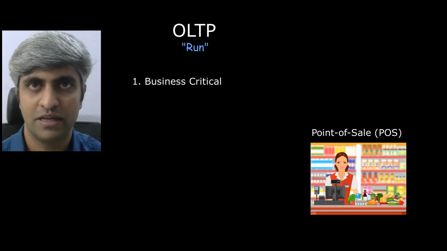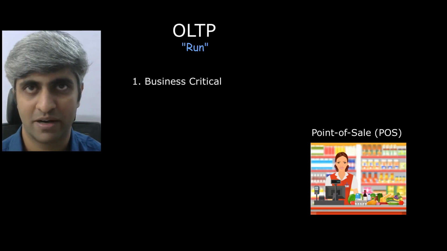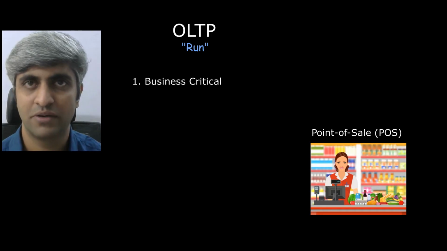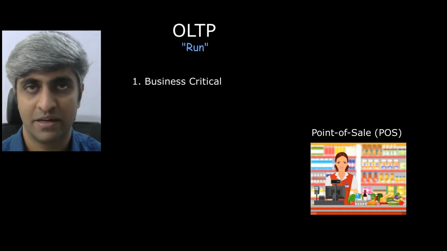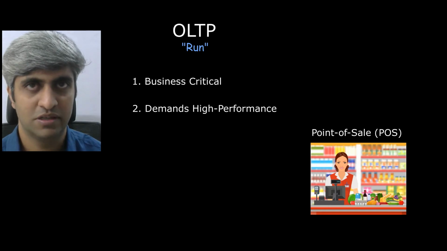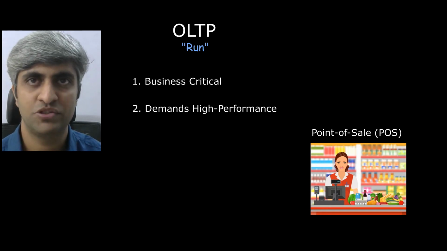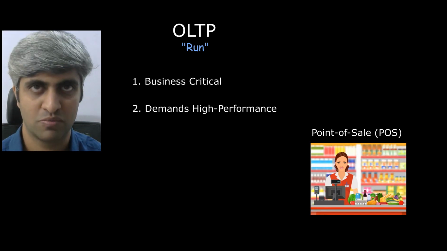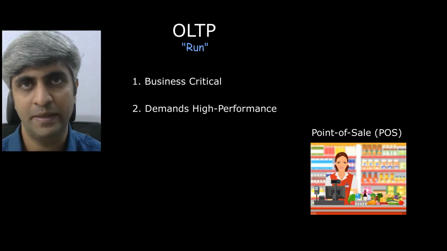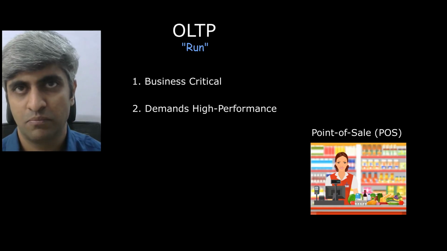But can we really match it against all the criteria of the OLTP system? Let's find out. Is the point of sale application critical to the business? Yes, it is. If this application is non-functional, then there are no sales. If there are no sales, then there is no business for the supermarket. Hence, the point of sale application is a critical application to the business. Second, does it demand high performance? Yes. When you want to generate a bill, the bill has to be generated with as less latency as possible, or in other words, it has to be generated immediately. Hence, the point of sale application demands very high performance.